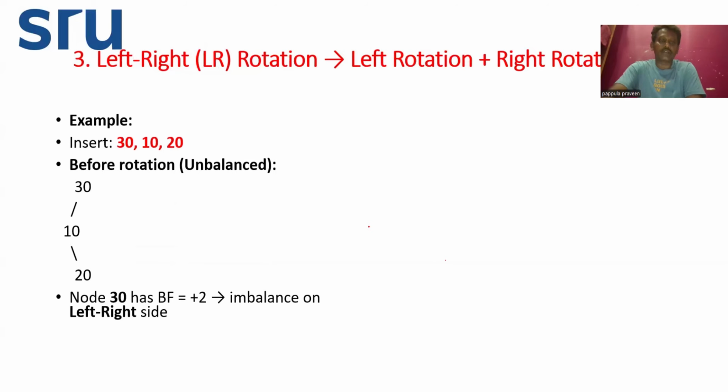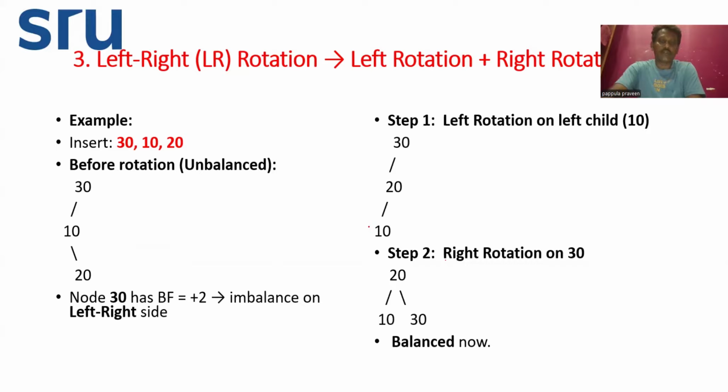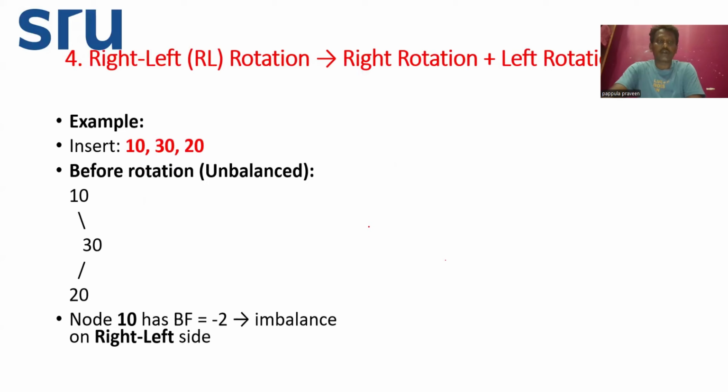Now left right rotation. Same example: 30, 10, 20. So 30 is the root node, 10 is the left child, 20 is the right child of 10. So now first we do the left rotation and then the right rotation. After left rotation, this is called the left skew tree. So 20 is moved to root node, and 10 is automatically on the left side. So now the next step is right rotation: 20 is moved to root node, 10 is the left child, 30 is the right child. And last, right left rotation, the example is 10, 30, 20.